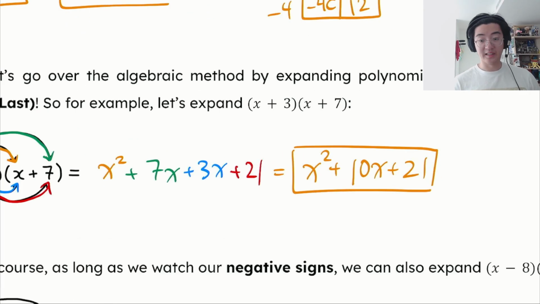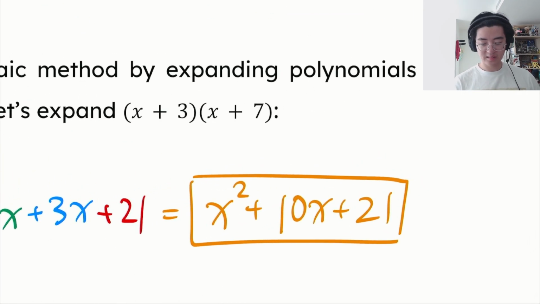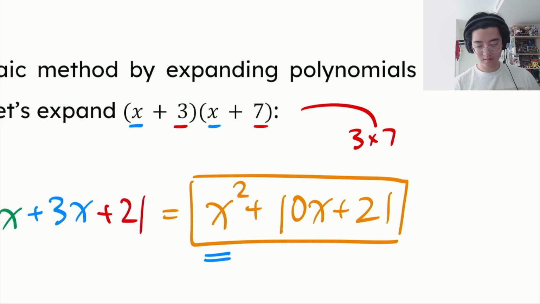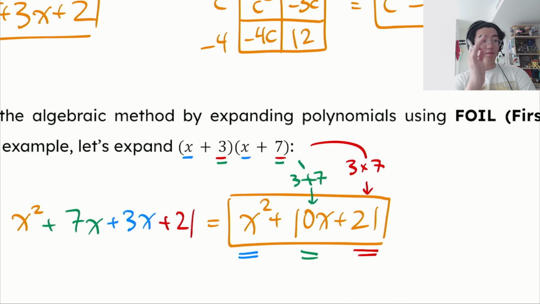And you might notice something here. We have x times x, the first two terms multiplied together, to get x squared. We have the last two terms right here, 3 times 7, to get 21. And then with 3 and 7, if we add them, we get the middle term. Actually, this will always be the case.